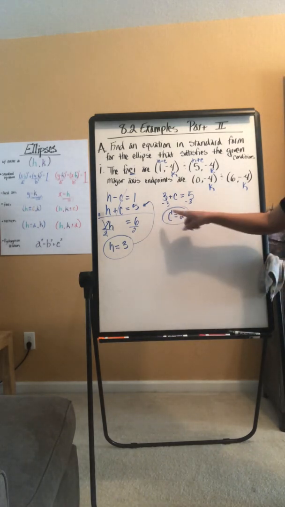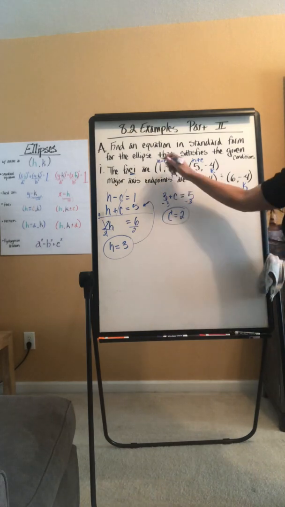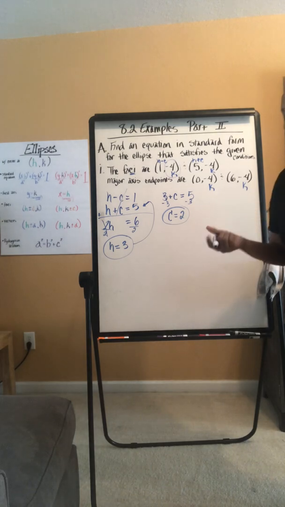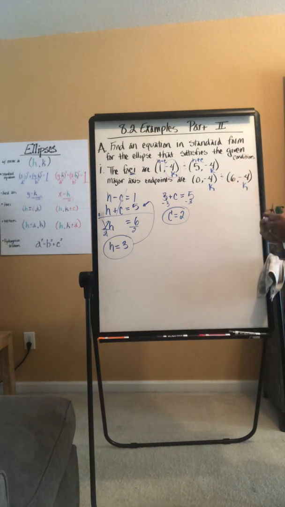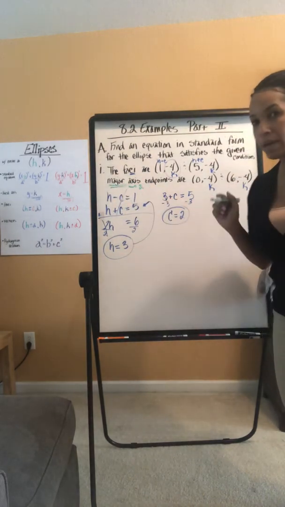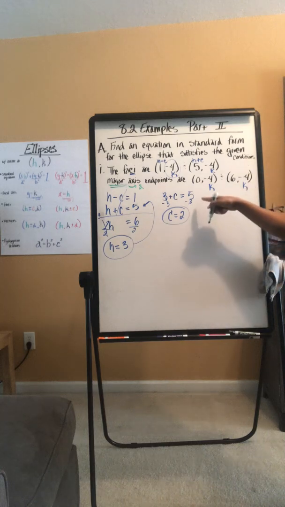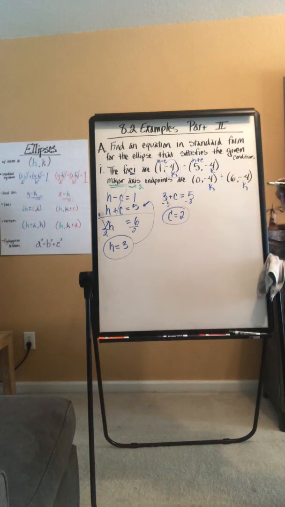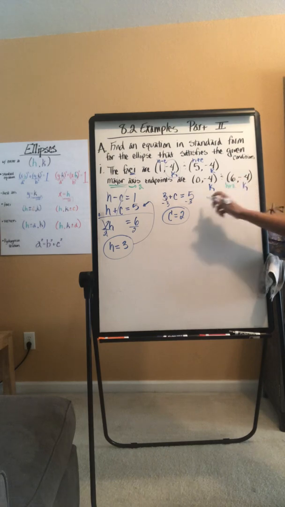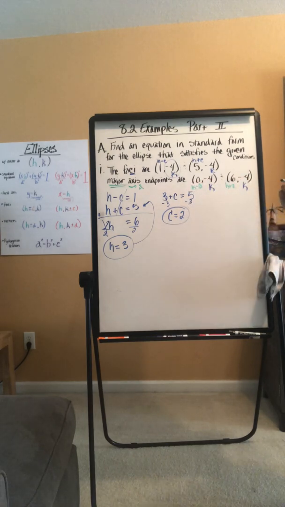I know my h, I know a c, I know my k is -4, good to know. But now I need my a and I need my b. Okay, the major axis endpoints are (0, -4) and (6, -4). We've already said that the k's stay the same. Major goes with the letter a. So one of these is my h plus a, the other is my h minus a. And again, the plus is always going to be the bigger number, right? I have 0 and I have 6. So the plus is going to go with the 6. The h minus a is going to go with the 0.